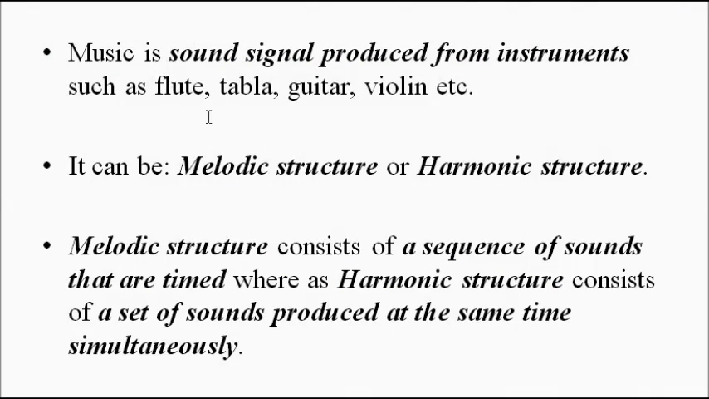And another form is music, a sound signal which is produced from human voice or from instruments, and it can be a melodic structure or harmonic structure. A melodic structure consists of a sequence of sounds that are timed, but harmonic consists of a set of sounds that are produced synchronously, or at the same time.